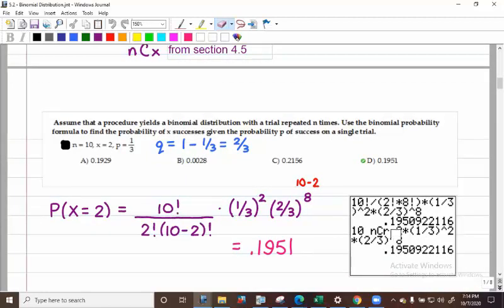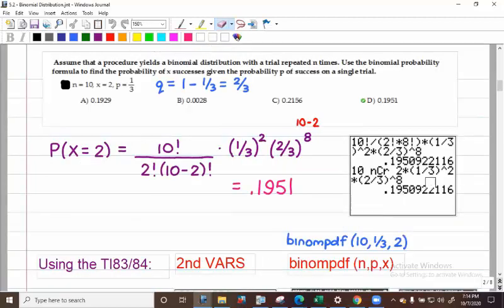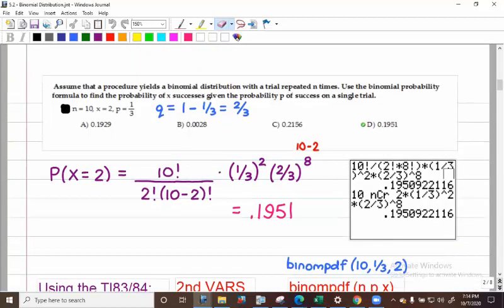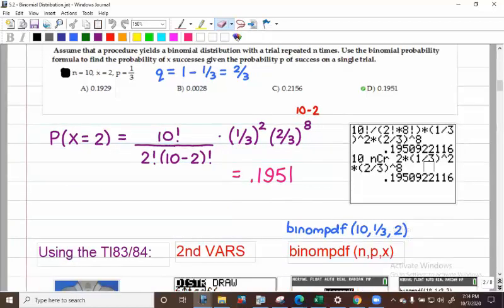So using the formula, we get 0.1951 rounded. Thinking of this as a percentage, there's about a 19.5% chance we would get a 3 or 4 twice in 10 rolls. About a 20% chance we'll get exactly 2 of them. All right, so ready to put this in the calculator?